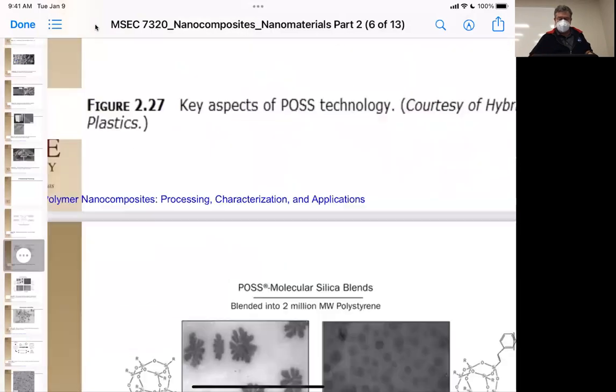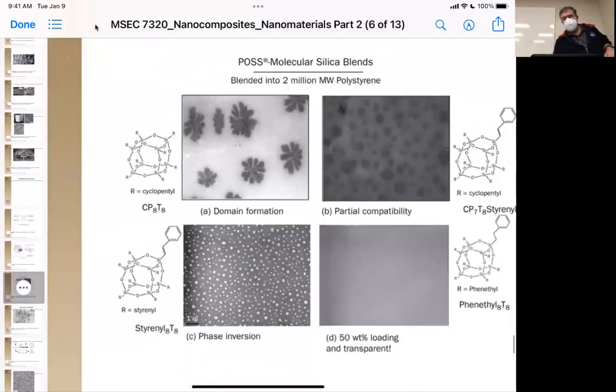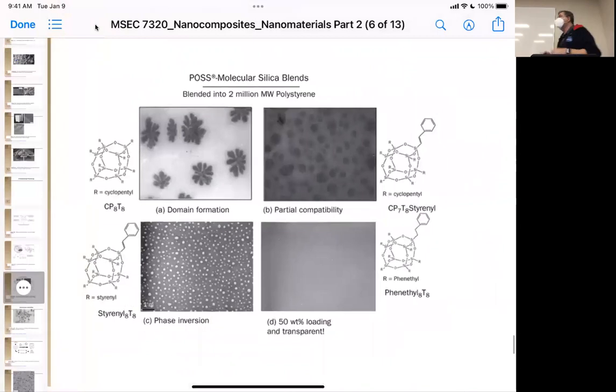Let's see. Okay, but just like with the other things, compatibility seems to be a problem. If you have something where the side chains are not very compatible with your matrix, you will get precipitation of your particle, technically your three-dimensional nanoparticle. So in this case, when we have just the cyclopentyl groups on the side here, that makes it very rigid, very crystalline, and not wanting to go into polystyrene.